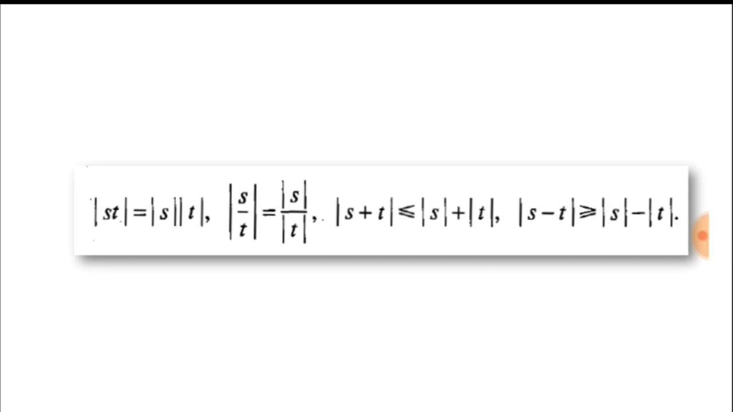Modulus of st equal to modulus of s times modulus of t, and modulus of s over t is modulus of s over modulus of t. Modulus of s plus t is less than or equal to modulus of s plus modulus of t, and modulus of s minus t is greater than or equal to modulus of s minus modulus of t.